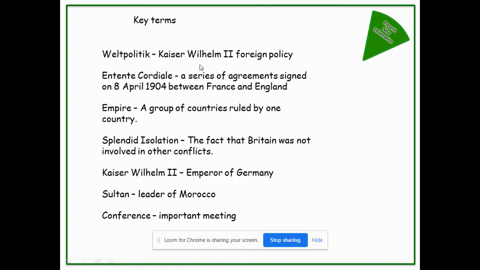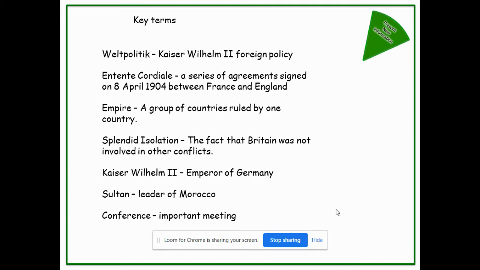So, key terms that I think would be useful. You might just want to have a read through these and note them down. They would all be useful to use in your answers. Most of them should be familiar. The one that I think we maybe haven't covered in as much detail as others in class is splendid isolation.